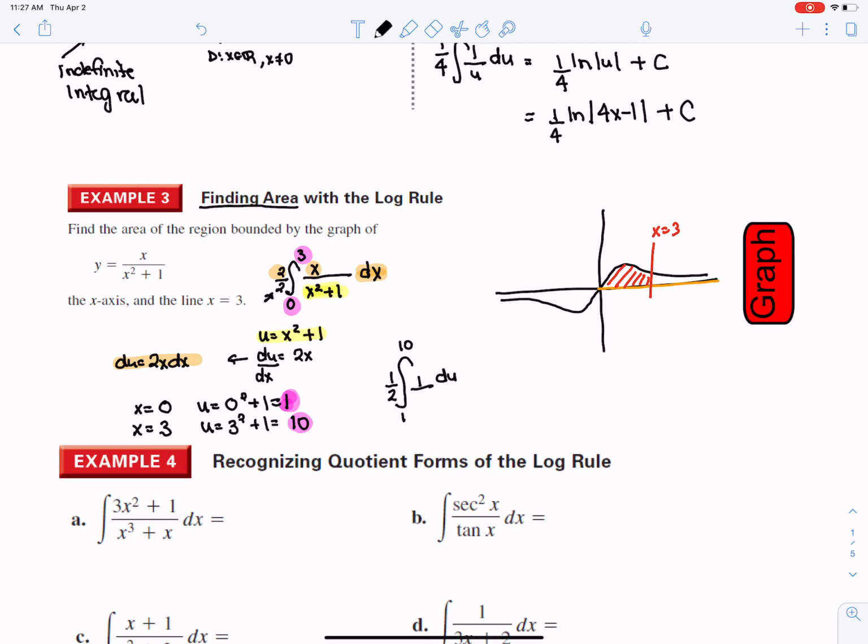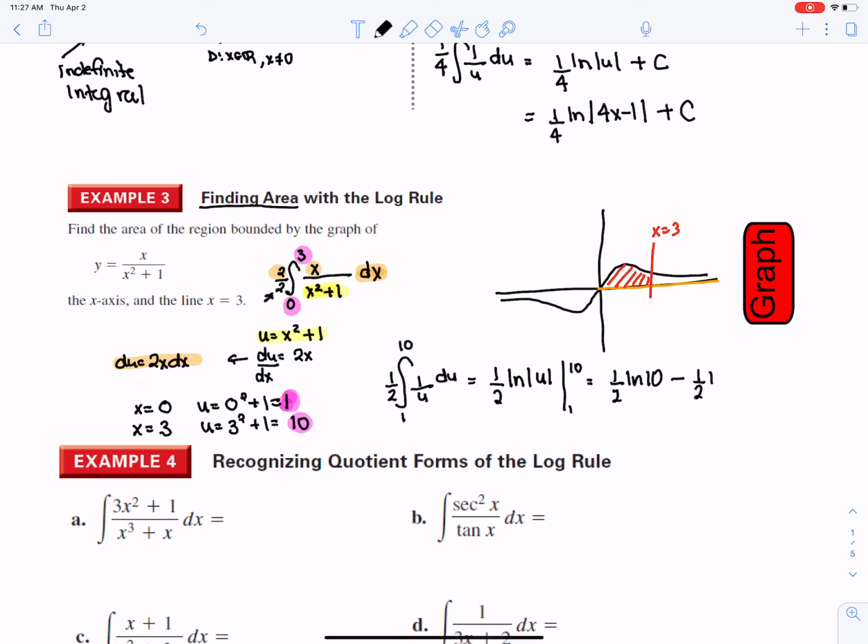And this became 1 over u. Now this is a definite integral, so I'm going to do the integral. I don't need my plus c. Ln of absolute value of u, we're going to evaluate that from 1 to 10. So this is 1/2 ln 10. I dropped the absolute value because 10 is positive anyways.